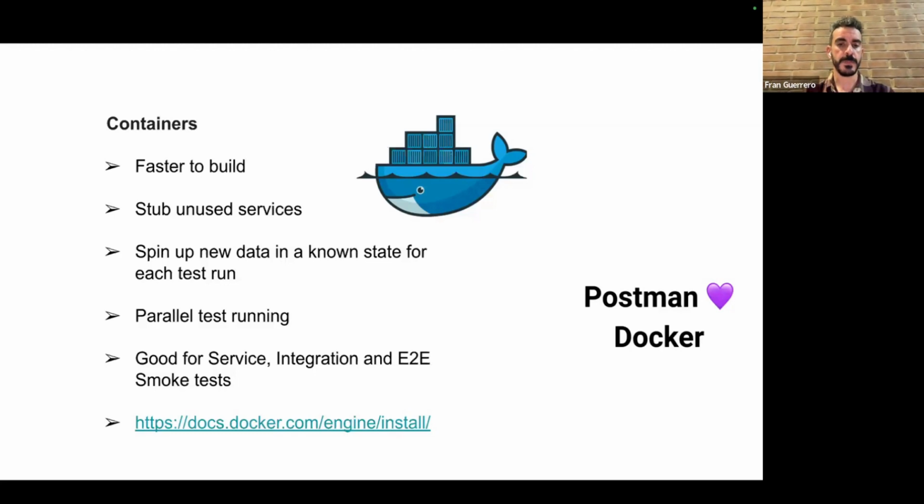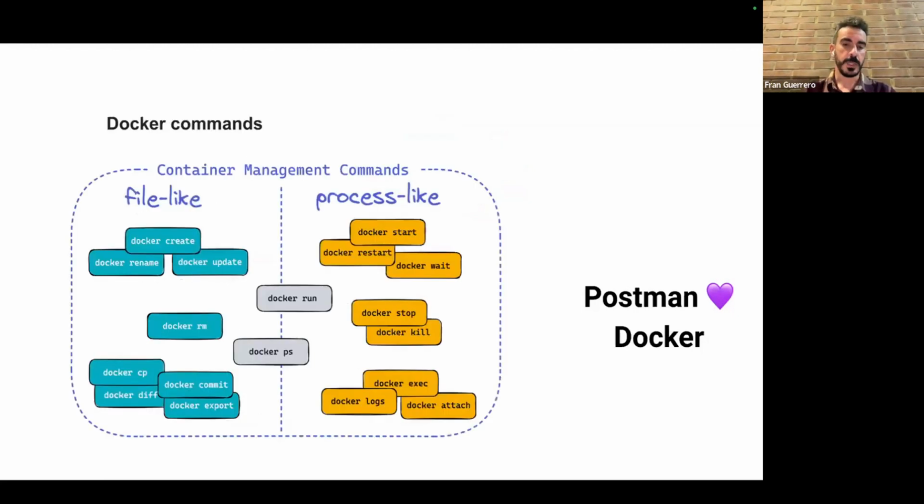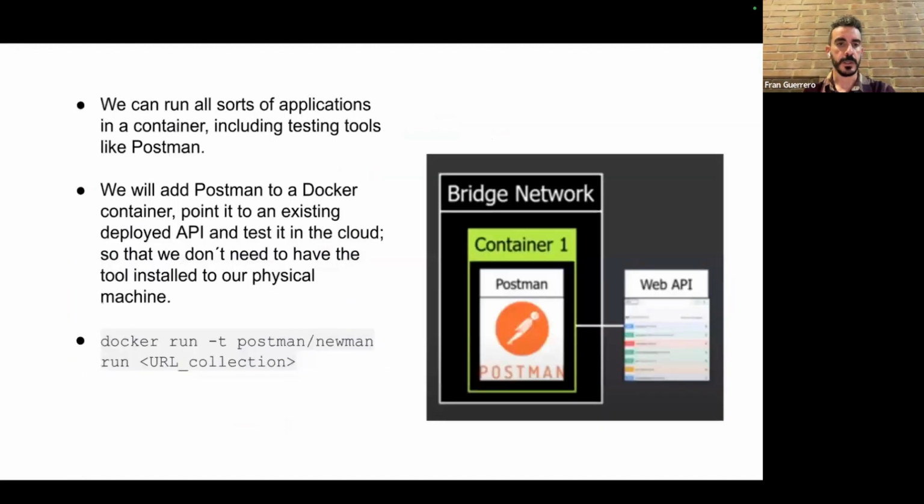This gives us some advantages. So, for example, running parallel test cases, performing integration and end-to-end tests. It is faster to build. It is very clean because you're not installing too much stuff on your local machine. You are just installing the things in the container that you need. Here you have a summary of a lot of Docker commands that you can use, but we are focusing right now on just running a container with Newman.